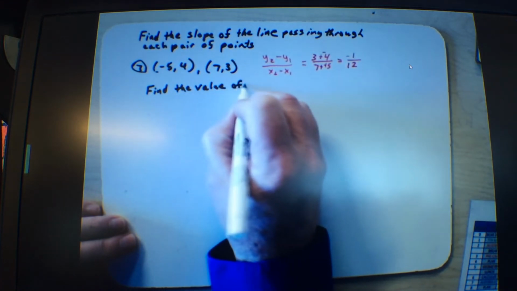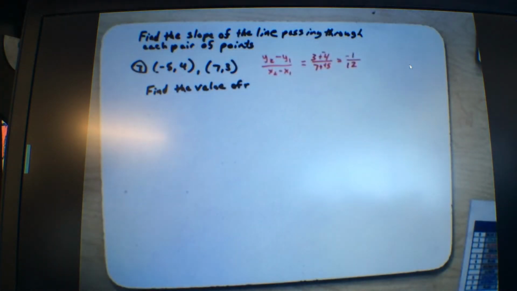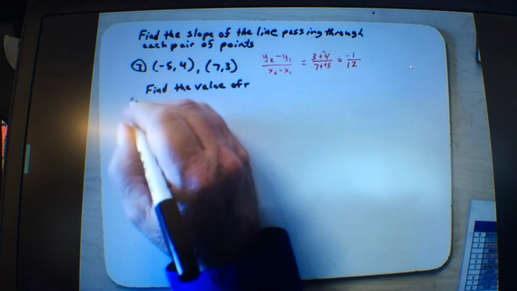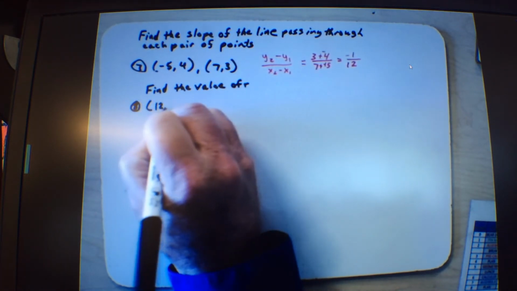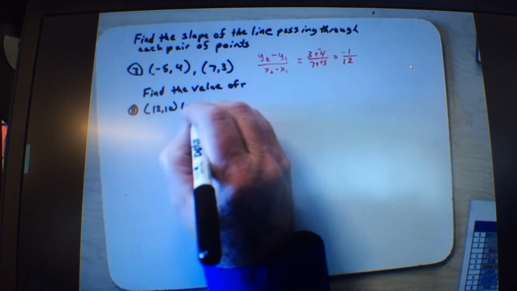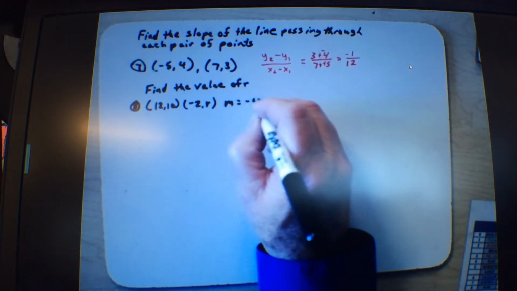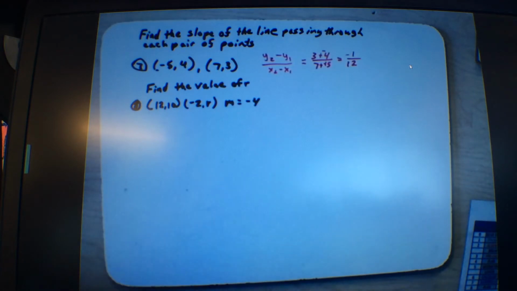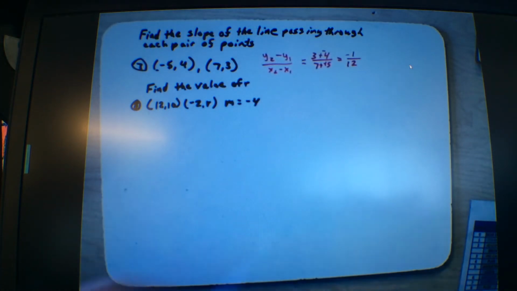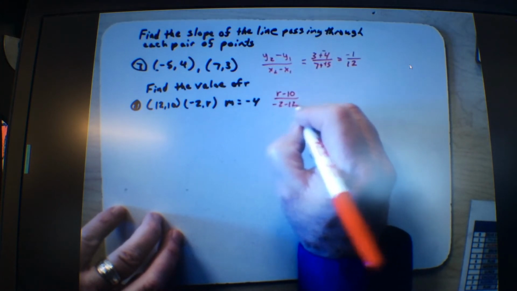Find the value of r. Do you remember this? Kind of. This is the one that we asked questions on, right? All right. So here's what you got. Number 8. Find the value of r. Your first point is 12, 10. Your second point is a negative 2, r. And our slope is a negative 4. How do I set this up to solve for r, Allie? R minus 10 over? Very good. And that, what does that equal?